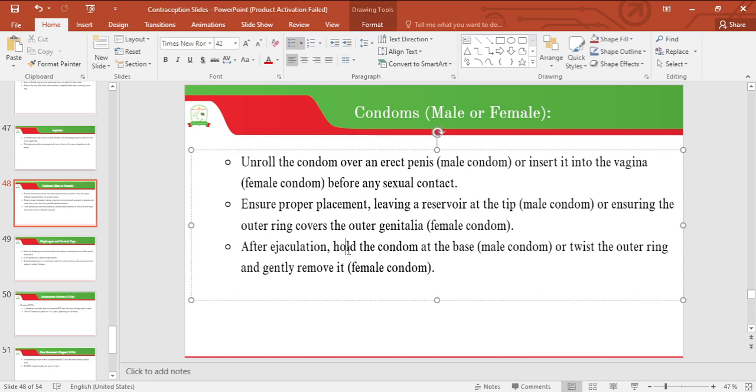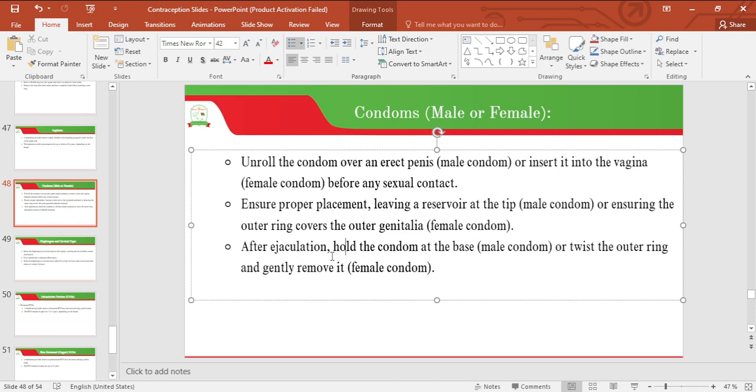Let's look at the condoms, male or female. Unroll the condom. The condom should be unrolled over an erect penis, that is a male condom, or insert it into the vagina if it is a female condom before any sexual contact. The clients should ensure proper placement, having a reservoir at the tip if it is a male condom, or ensuring that the outer ring covers the outer genitalia, that is, if it is a female condom, if the female is the one using the condom.